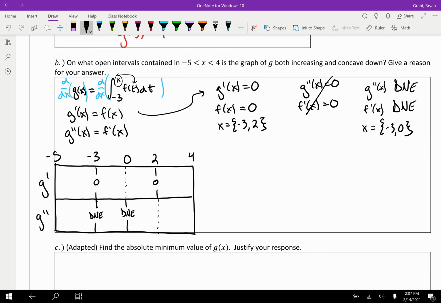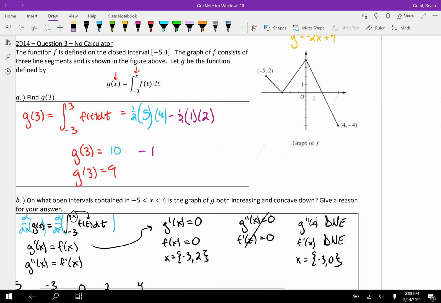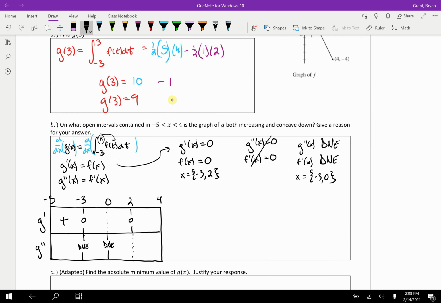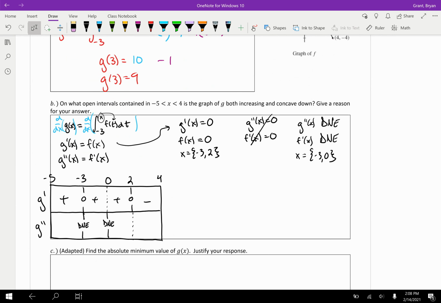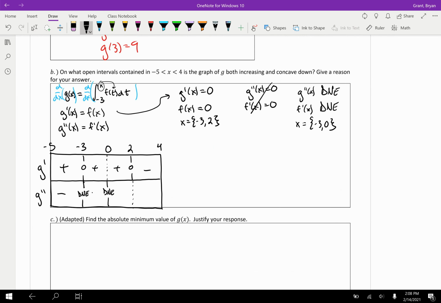So to determine the signs of g prime, we look at the signs of f. So it looks to me like f is positive, positive, positive, negative, right? So as we look at this, f was from -5 to -3, positive, positive, positive, negative. Great. Okay, what happens next? Well, g double prime is f prime, so what are the slopes? F is decreasing, so the slope is negative, then positive, and then negative all the way down. So we have negative, positive, then negative all the way down.